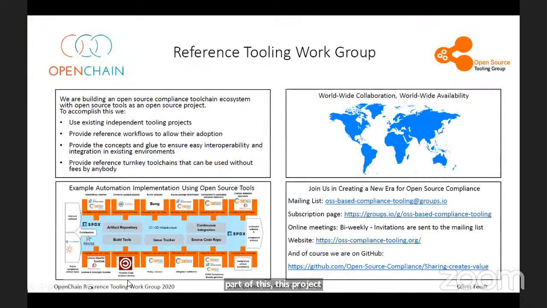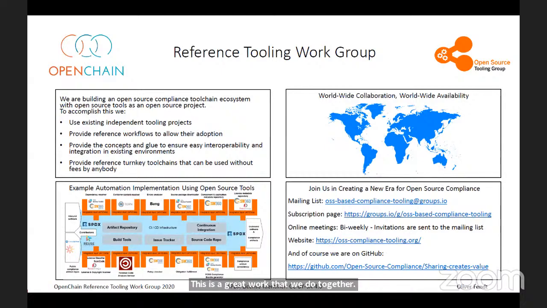Okay, so as Shane already mentioned, I'm part of the board, but also I'm founding member of the reference tooling work group, or automation work group, or tooling group. So please don't be puzzled with this. This is kind of an evolution we had since a few years now. So I'm really happy with this community. There's great work that we do together.